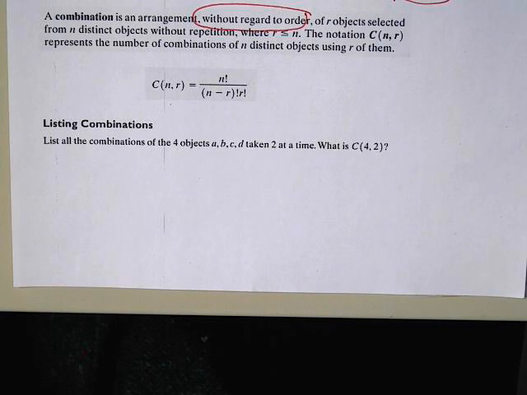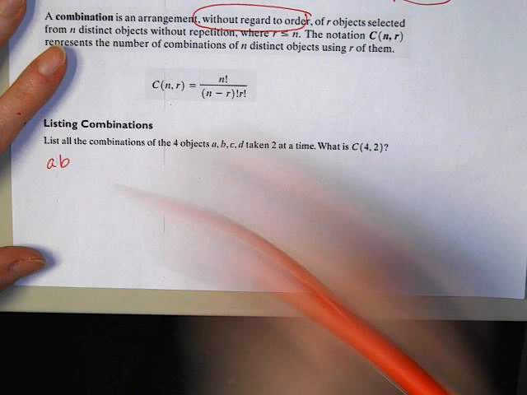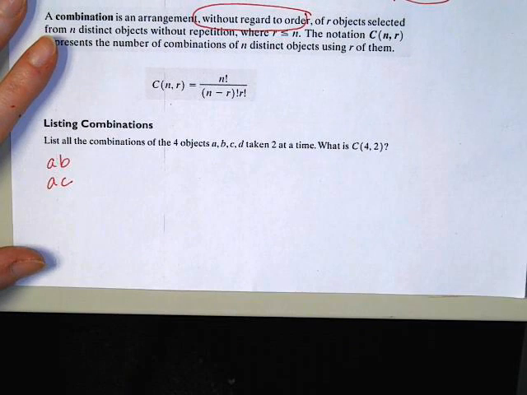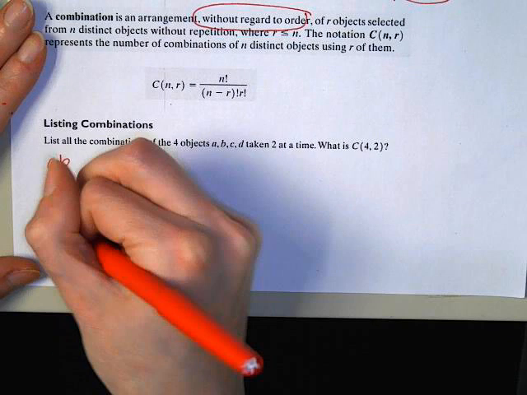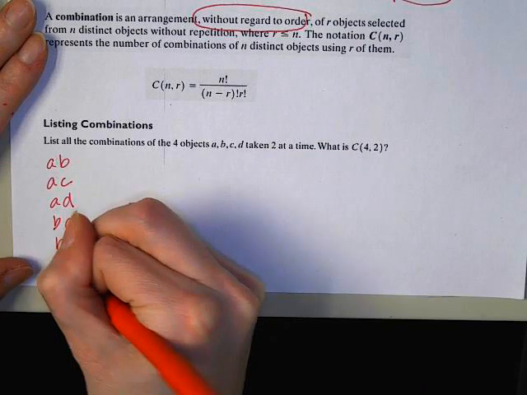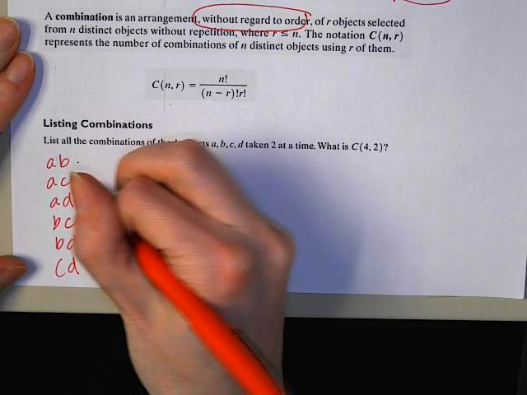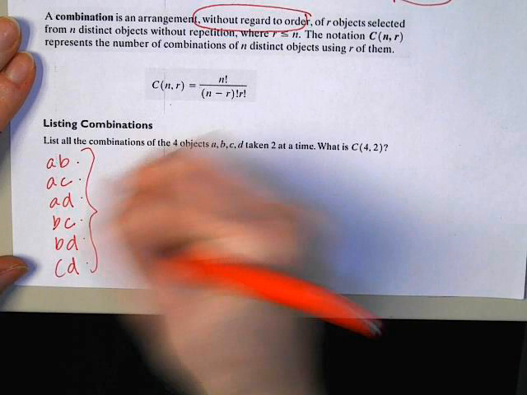List all the combinations of A, B, C, and D taken 2 at a time, and order doesn't matter. So like A, B is the same as B, A. So let's do it by hand first. If you're picking 2 at a time, you could pick A and B, A and C, or A and D, or B and C, or B and D, or C and D. Okay, those are all the possible combinations. Again, if you reverse the order, same thing. So it looks like we have 1, 2, 3, 4, 5, 6. All right, so 6 total combinations. Great.